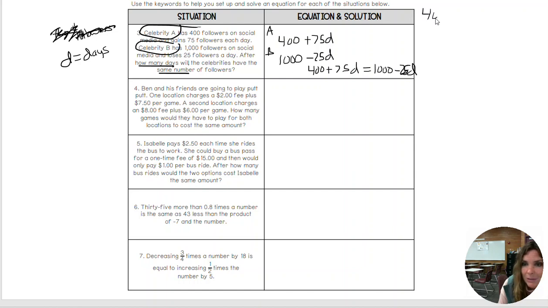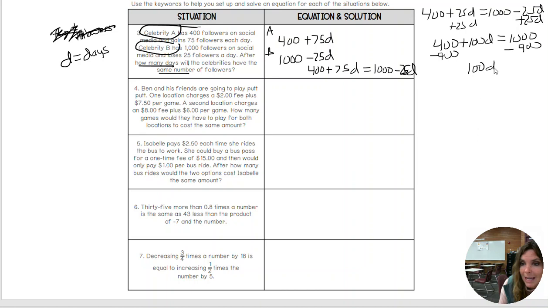So we'll go ahead and just solve this really quickly. Remember that you want to find your variable terms. You want to get those on the same side by using opposite operations. So let's go ahead and add 25D to both sides. So now we have 400 plus 100 times D equals 1,000. And then we're going to minus 400. So we get 100 times D equals 600. And then we're going to divide by 100. So the number of days when they will have exactly the same number of followers is 6.